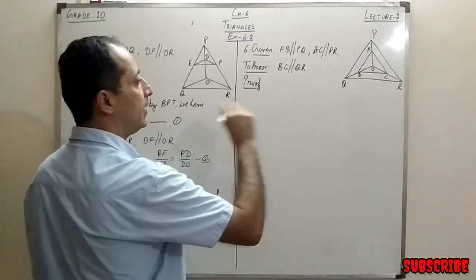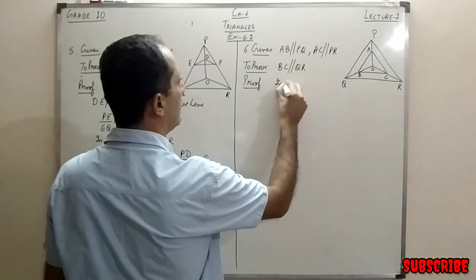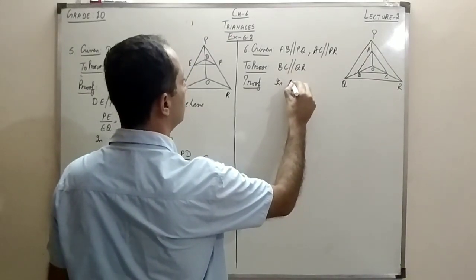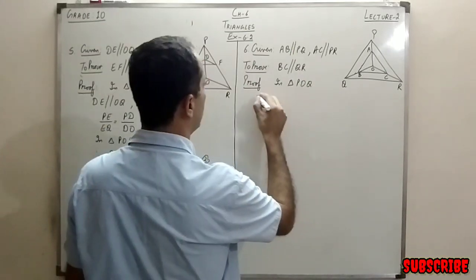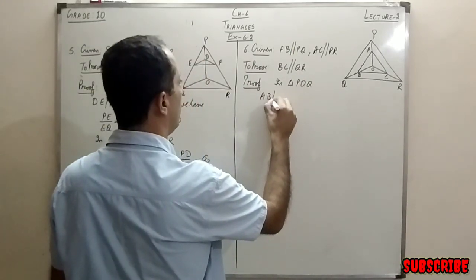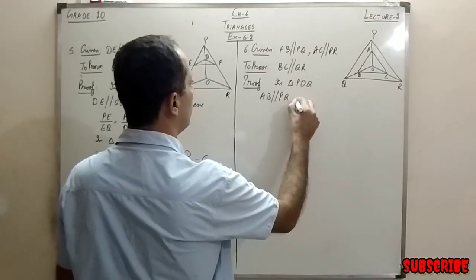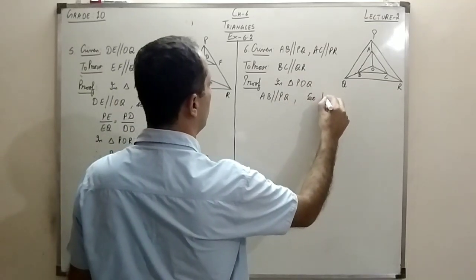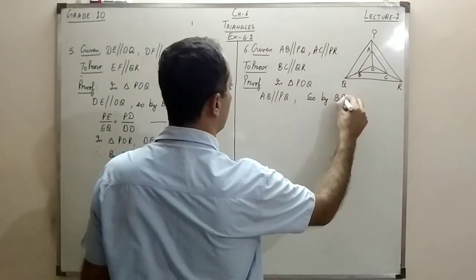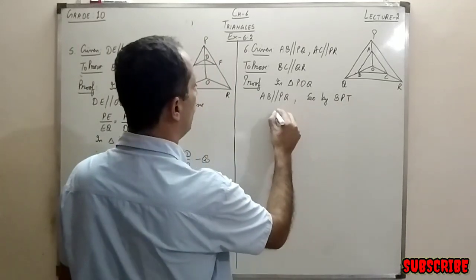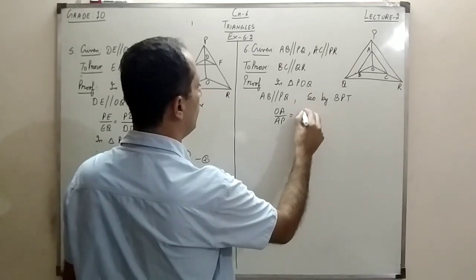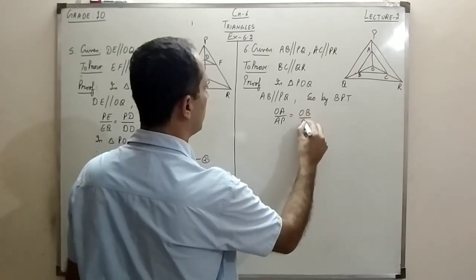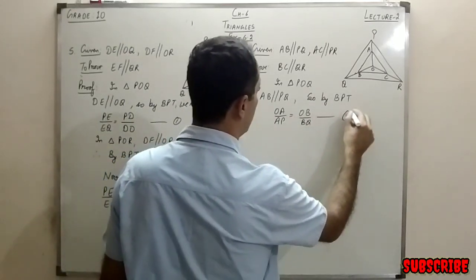So I take the first triangle, triangle POQ. In triangle POQ, it is given to me that AB is parallel to PQ. So what can I do? By BPT, I can write that OA upon AP is equal to OB upon BQ. Let me put this as the first equation.